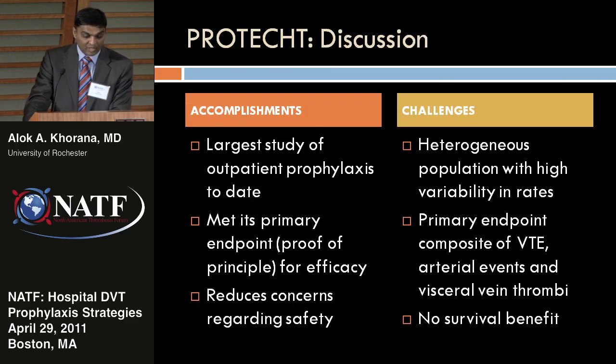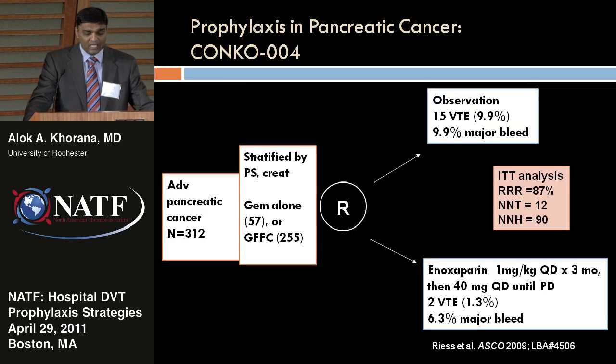So the study was a major accomplishment because it was the largest study of outpatient prophylaxis. It met its primary endpoint for efficacy, and it showed that it was not only feasible, it was also safe to provide outpatient prophylaxis, but there was a high variability in rate. There were patients with breast cancer that had less than 0.5% rates of VTE and patients with pancreatic cancer that had 6 or 7% rates of VTE. And there was no survival benefit. So these results have sort of been taken as proof of principle, but have not been adopted in the oncology community as yet. That may change with the results of these two very recent studies.